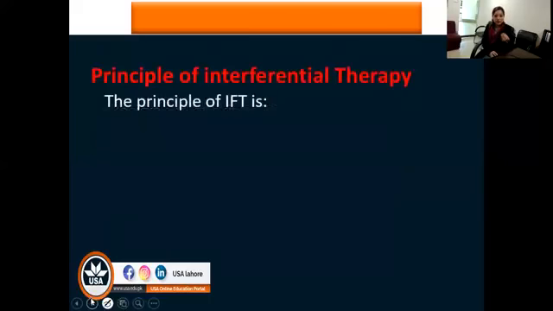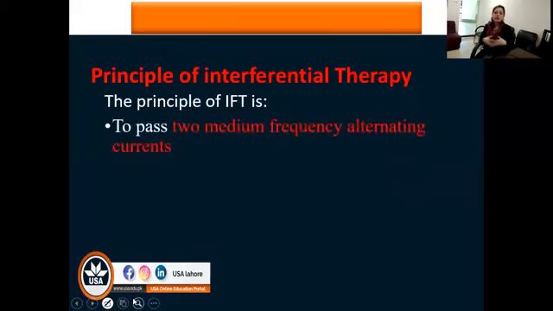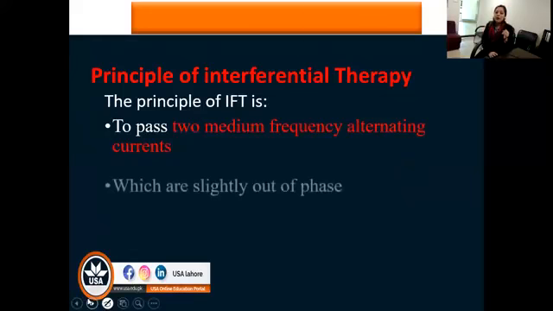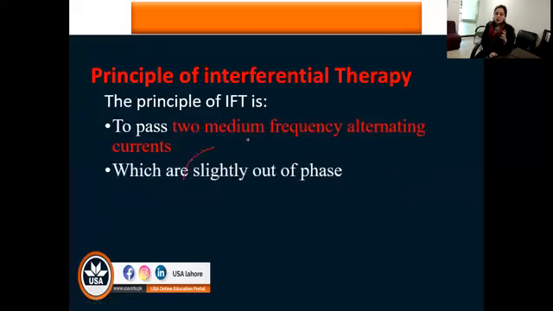The next is again the principle of interferential therapy. You may still be unclear about what the principle of interferential therapy is. The principle is that we pass two medium frequency currents, this is one medium frequency and this is the other. These medium frequency currents are of alternating type, and I'm going to show you in a picture as well. And they are also slightly out of phase. What is this out of phase? I'll demonstrate it with a diagram.